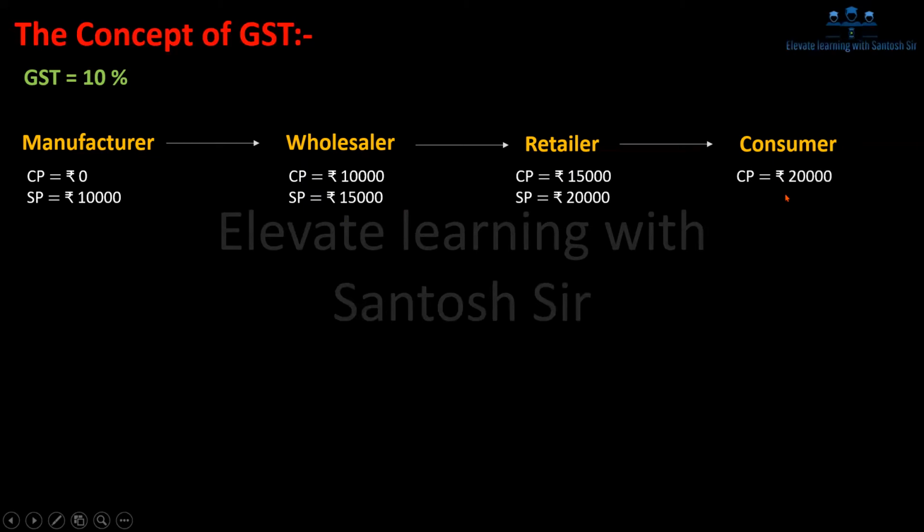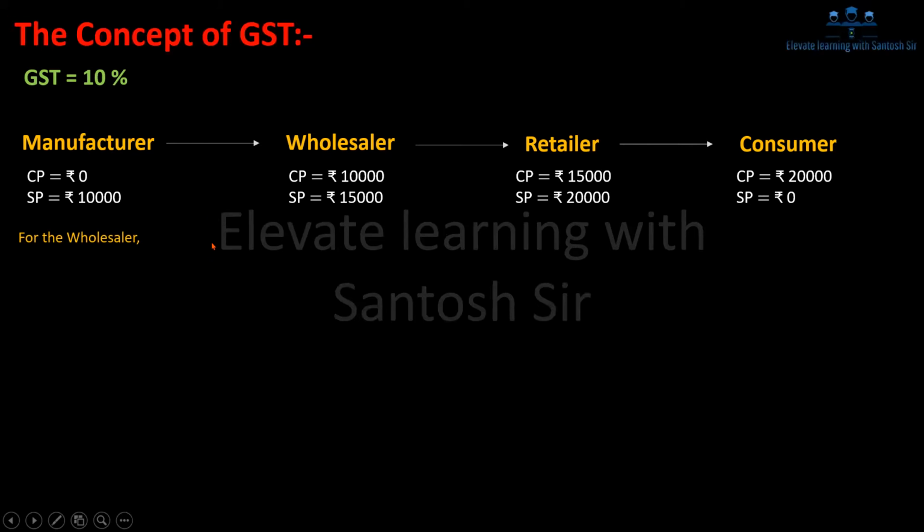Now, the consumer is the end user, he is not selling it ahead. So for him, we can consider the selling price as zero. I hope you have understood everything till now. There is a chain in which the goods are supplied from the manufacturer to the wholesaler to the retailer and then finally to the consumer. Now, for the wholesaler, if the GST is 10%, so let's say the wholesaler went to the manufacturer for purchasing the goods.